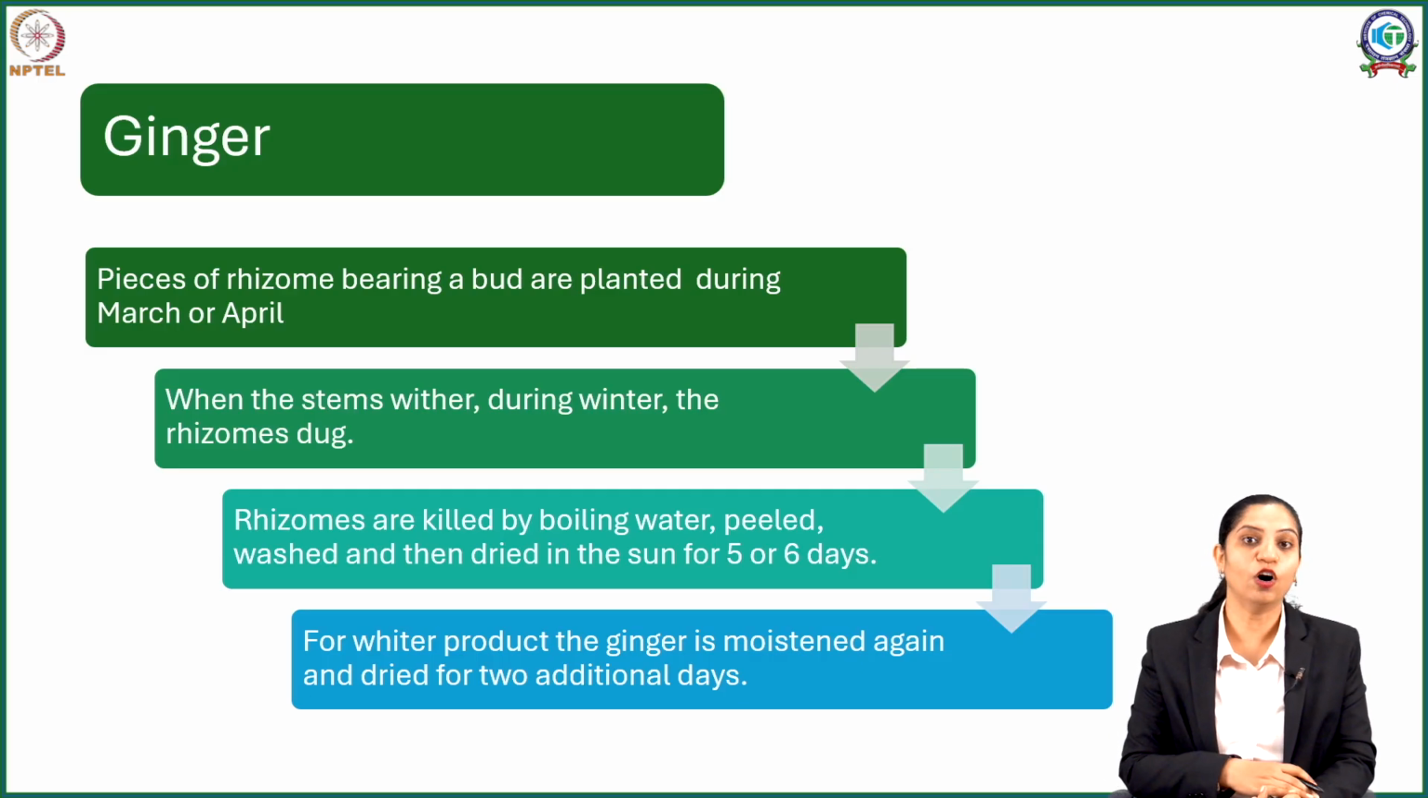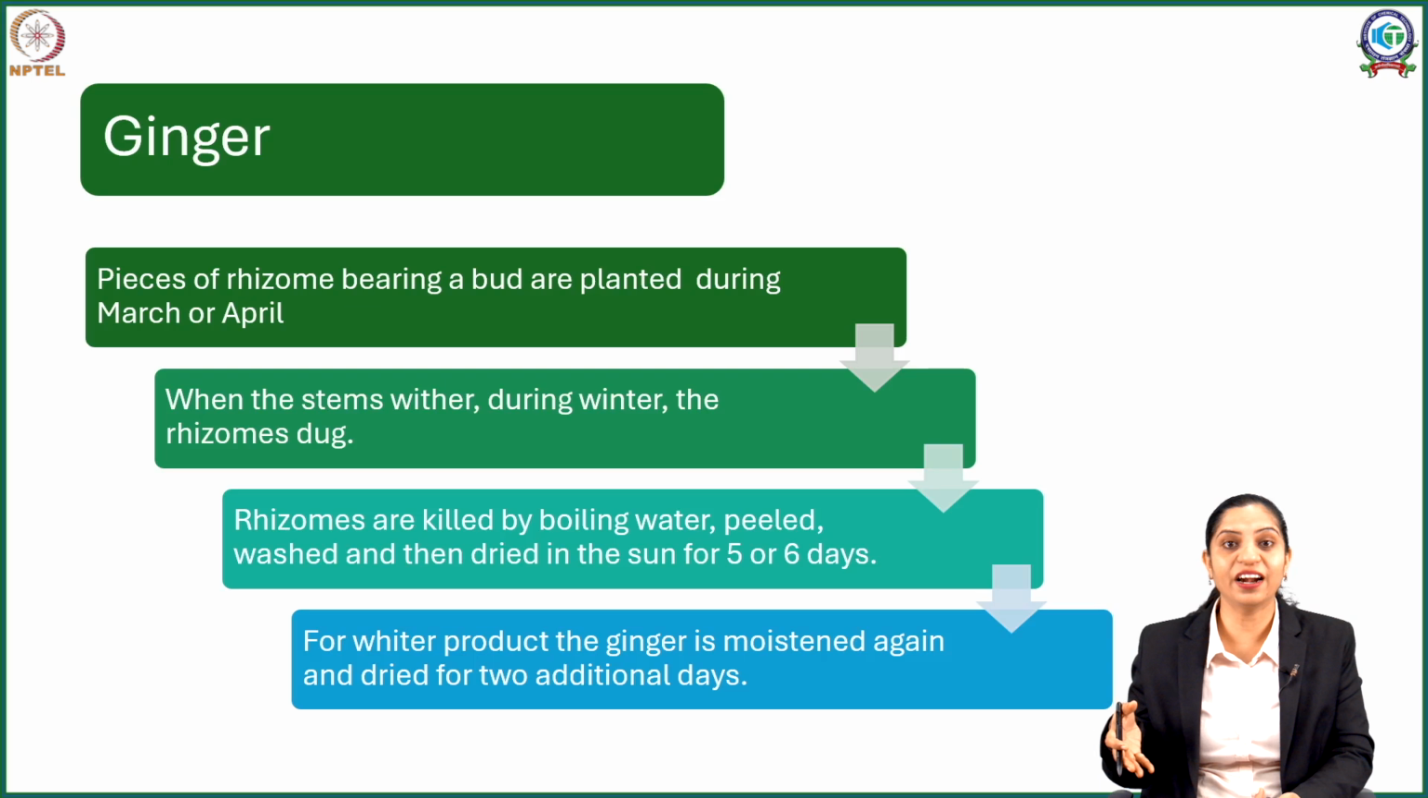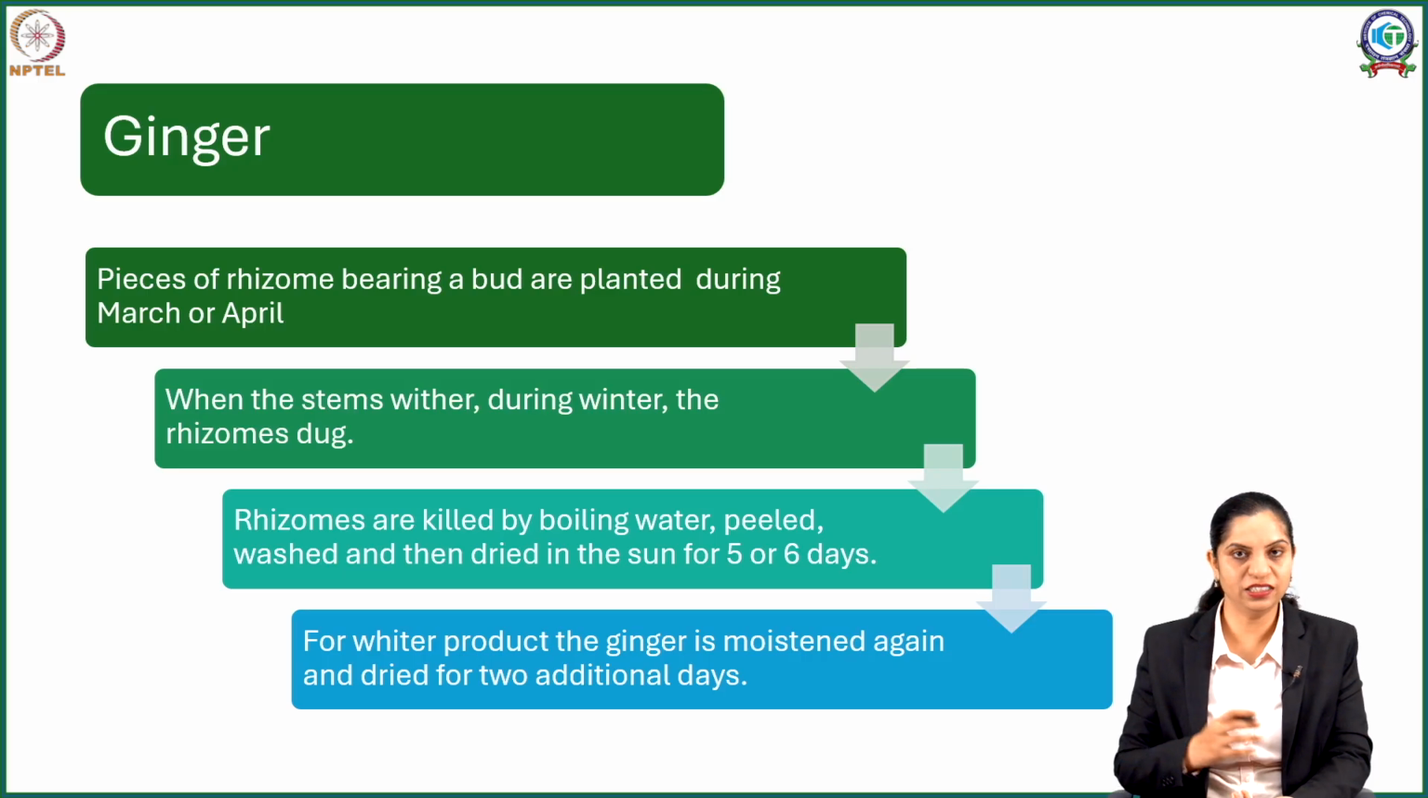It is during this time that the stems are carefully cut off and the rhizomes are dug. Now during the process of digging, again the care is taken that the rhizome is not damaged. It is lifted almost in a very intact manner, washed nicely, and then dried in sun.